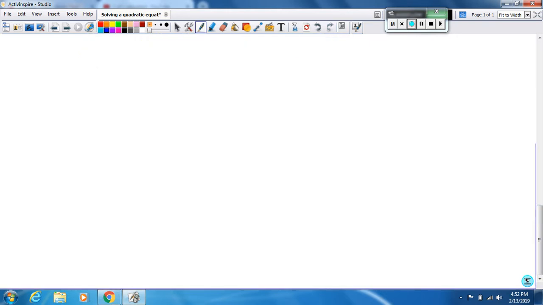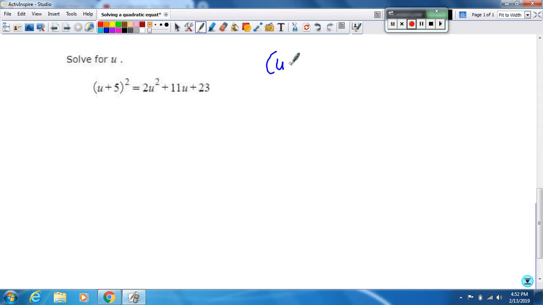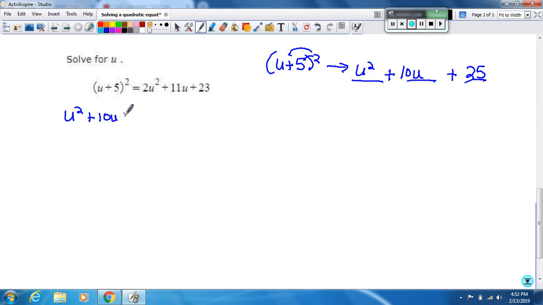The next one, I'm going to simplify the left-hand side by using my special product rule. So u plus 5 squared is going to be a trinomial. I'm going to distribute the squared, so I'm going to get u squared. The last term is always positive, and then you distribute that. So 5 squared, 5 times 5 is 25. And then you multiply everything you see together. 2 times 5 is 10 times u. That's a positive 10u.